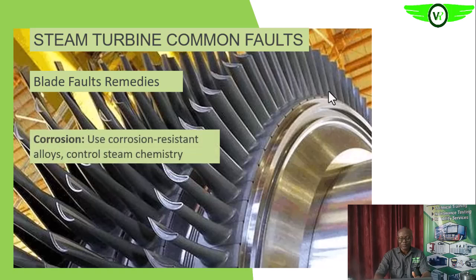Therefore, for corrosion, we can use corrosion resistant alloy in the production of the blade. Then secondly, the steam chemistry, we need to control the steam chemistry. Dissolved salts must be below the recommended parts per million concentration. Okay, the concentration of silica also must be less than what is recommended for the operation of that steam turbine.